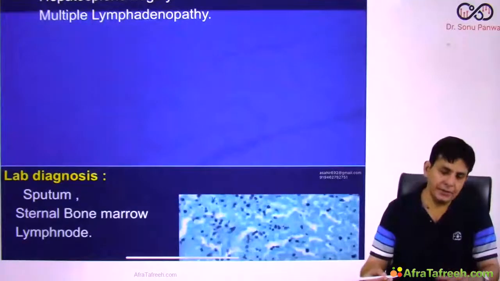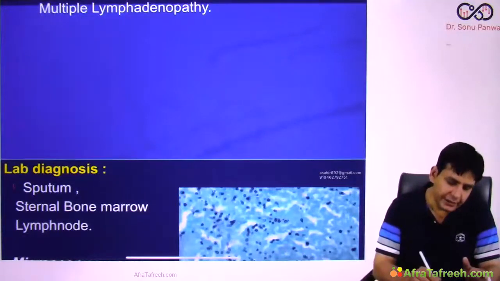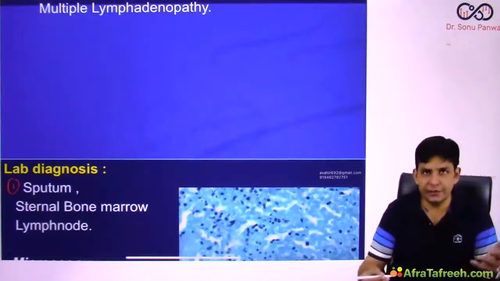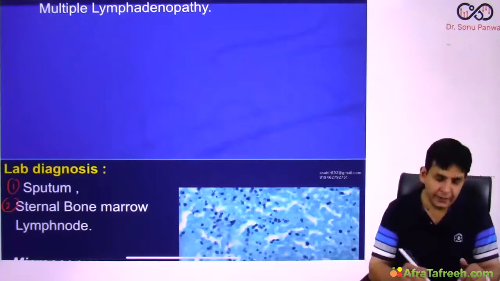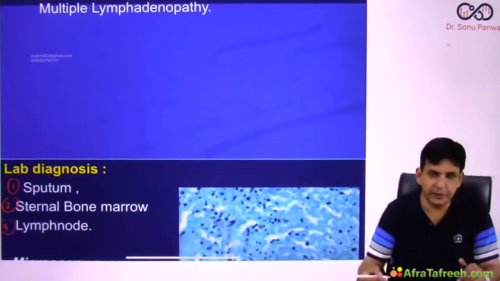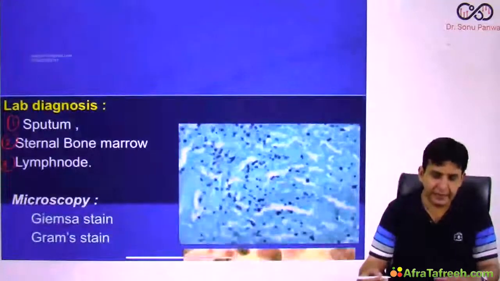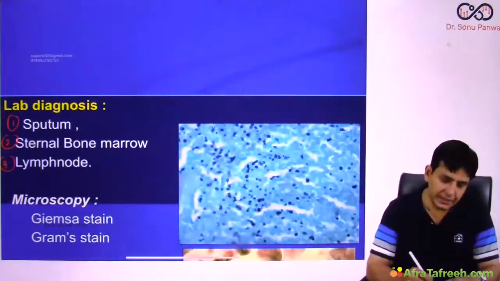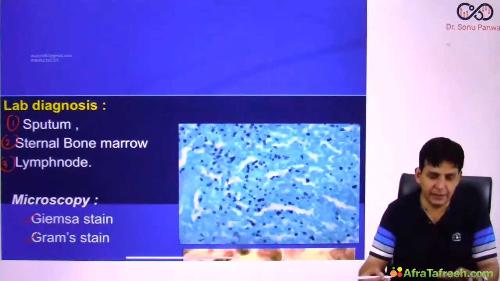Regarding the lab diagnosis, obviously, what samples will you take? Firstly, you prefer to take the sputum in the pulmonary one. You can go for bone marrow also, sternal bone marrow. And the third one is from the lymph nodes, you can take the biopsy. Okay, and microscopy is done with which stains? One is Giemsa and one is Gram stain. Okay, Giemsa and Gram stain, you go for microscopy.